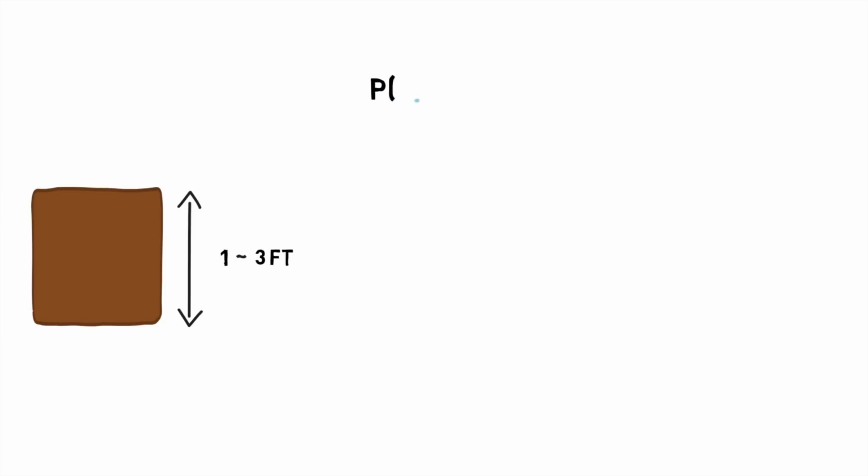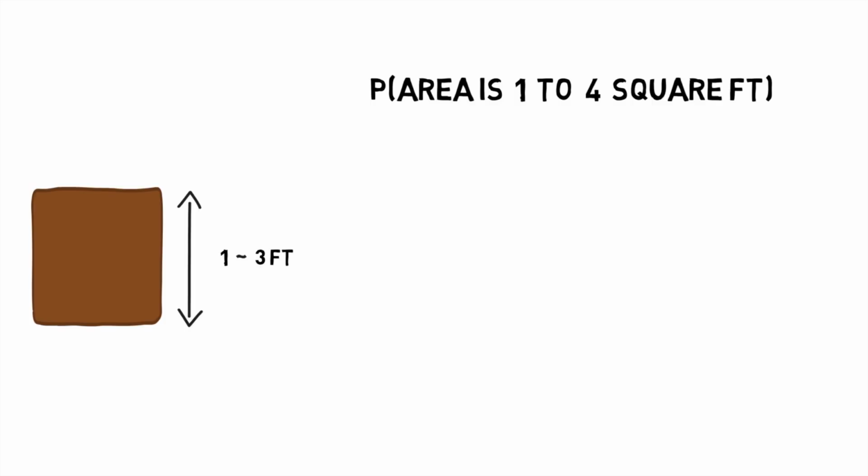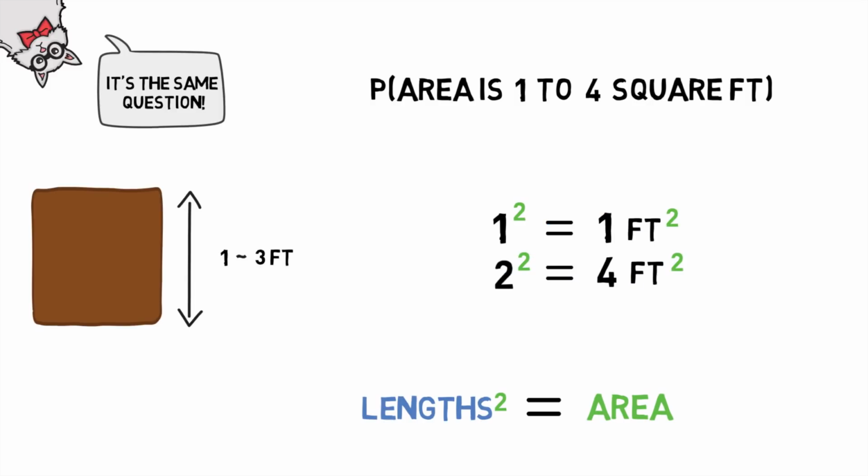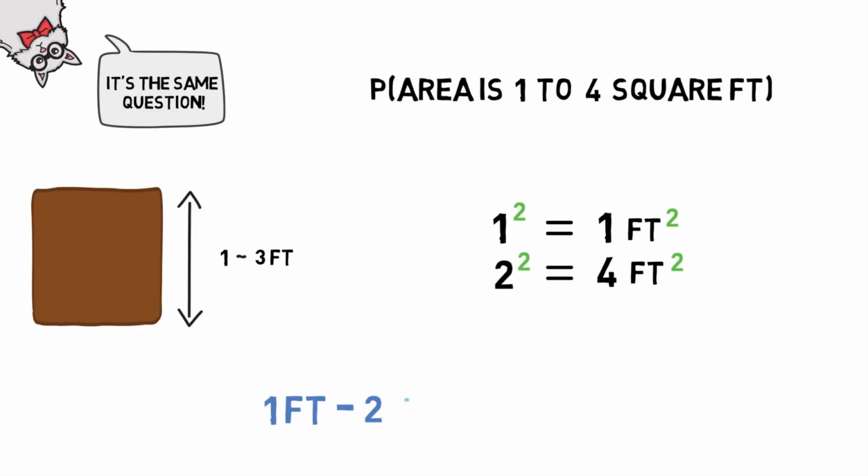Consider this question. How likely is it that the area of the next square will be between 1 square foot and 4 square feet? We're switching from talking about the lengths of the square's edges to talking about its area. But this is actually the same question as before. Remember, we're talking about squares here, and for a square, having edges between 1 and 2 feet long is the same as having an area between 1 and 4 square feet. The area is just the square of the length of the edges. And 1 squared is 1, and 2 squared is 4. So the 1 to 2 range for length corresponds perfectly to the 1 to 4 range for area.